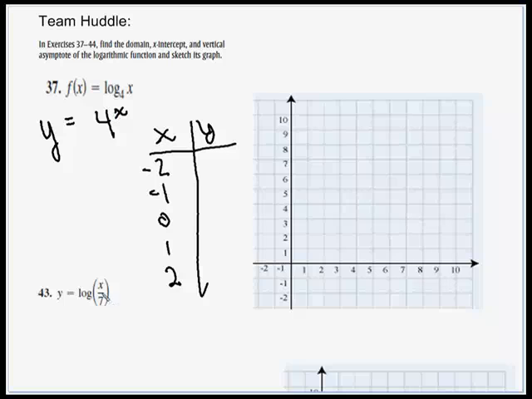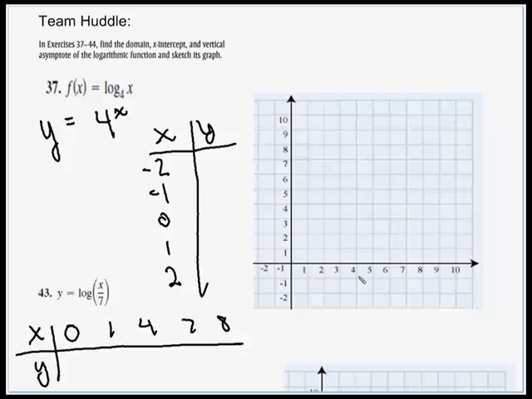Let's see here, number 43, we're dealing with some kind of a weird fraction here. This one I would say do all on the calculator. Start picking x values. Plug in 1/7, take the log, write down the value. 2/7, hit the log key, write down the value. And on this one, I would plug in x and y values. I plugged in 0, 1, 4, 7, and 8. That gives you enough points that you can see what's going on with the graph. So pause the video, try to graph those, identify the x-intercept, the vertical asymptote, and sketch the graph.